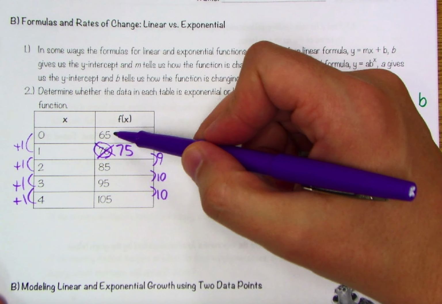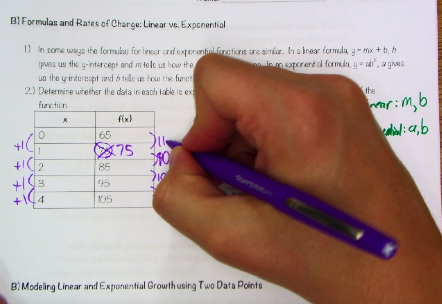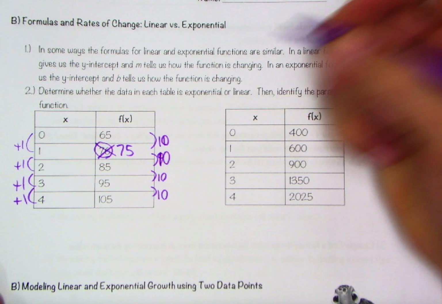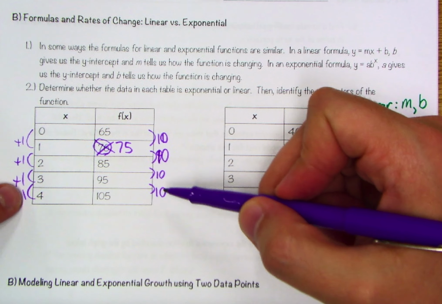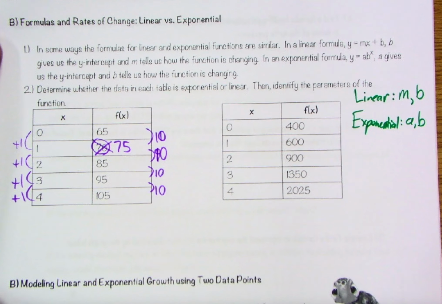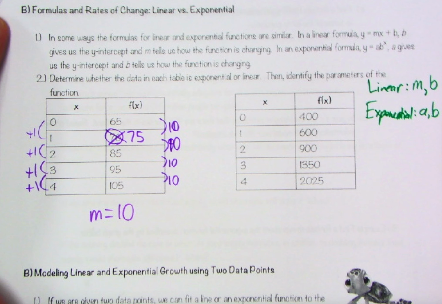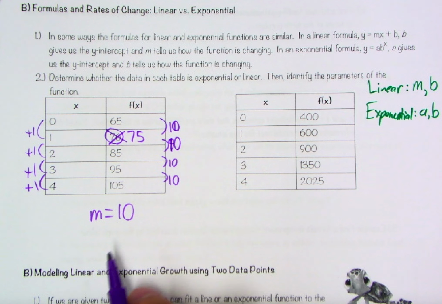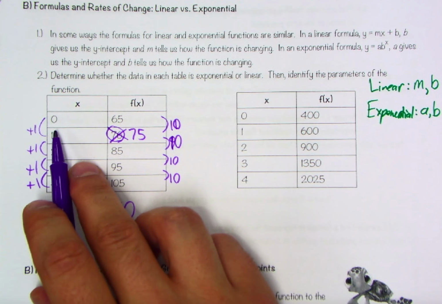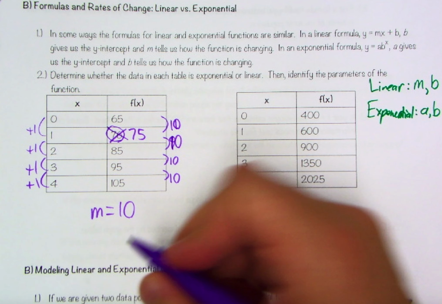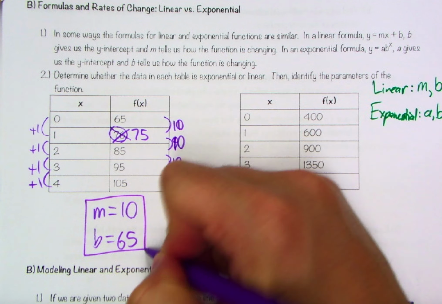So 65, 75, 85, 95, 105. Now we're getting those constant differences of 10. As you might imagine, if I take my change in output over change in input and it remains constant, we know that to be linear. So m is equal to 10. Separately, our other parameter would be our y-intercept. That y-intercept always has an x value of 0, and our output is our y-intercept. b is equal to 65. So there's your set of parameters.